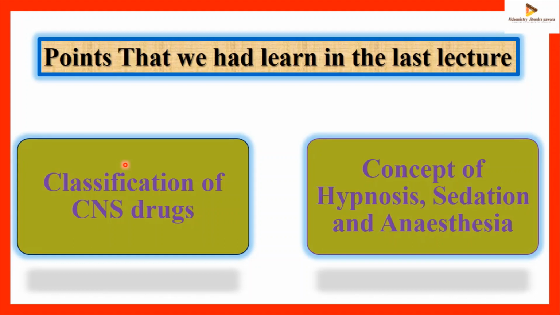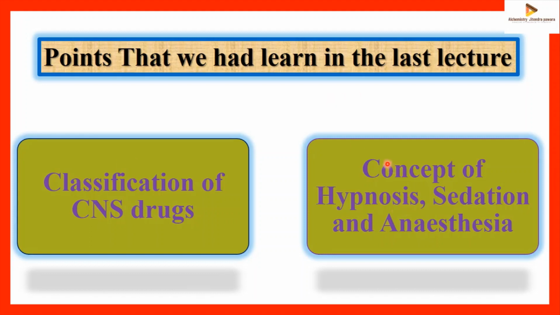We also learned the characteristics of CNS modifiers. The first characteristic is that it should not have toxic effect, and the second is that it should not produce other undesirable side effects. It should have a calming effect without causing sedation, and it should not result in unconsciousness. These are the points that we covered in the last lecture.